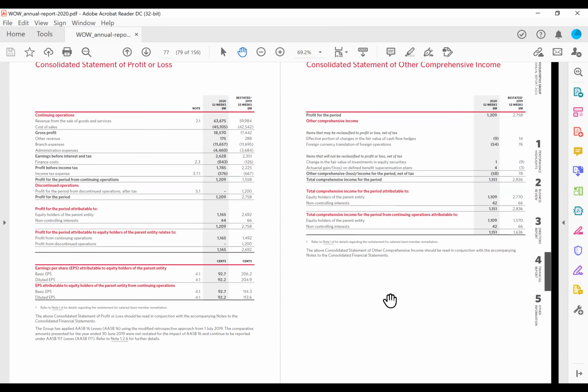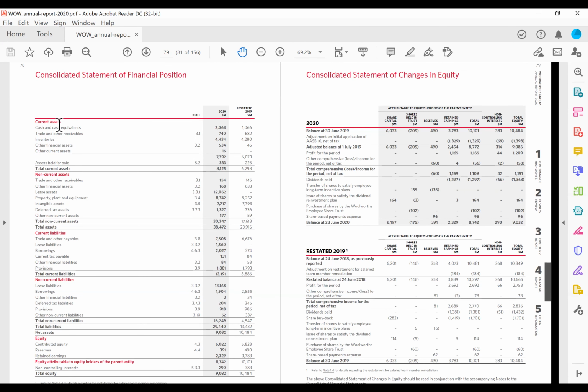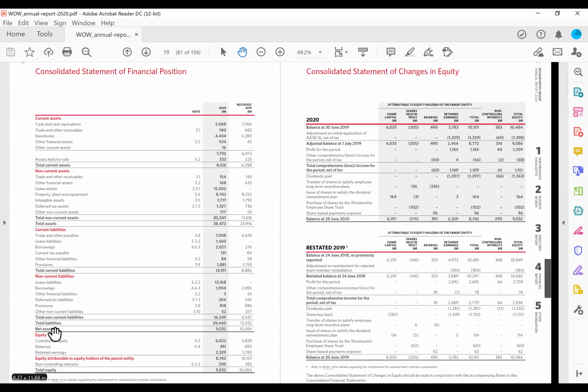Okay, so let's have a look then at the balance sheet. This is called the statement of financial position. And you can see here all of those subheadings that we mentioned before: current assets, non-current assets, current liabilities, non-current liabilities, equity. And in equity, you can see here's contributed equity, which is the same as share capital, right? And there's retained earnings.